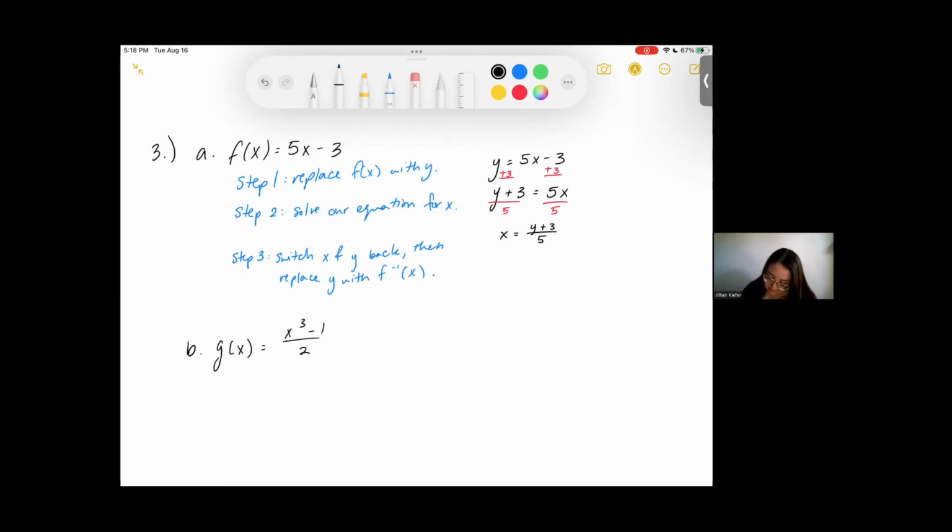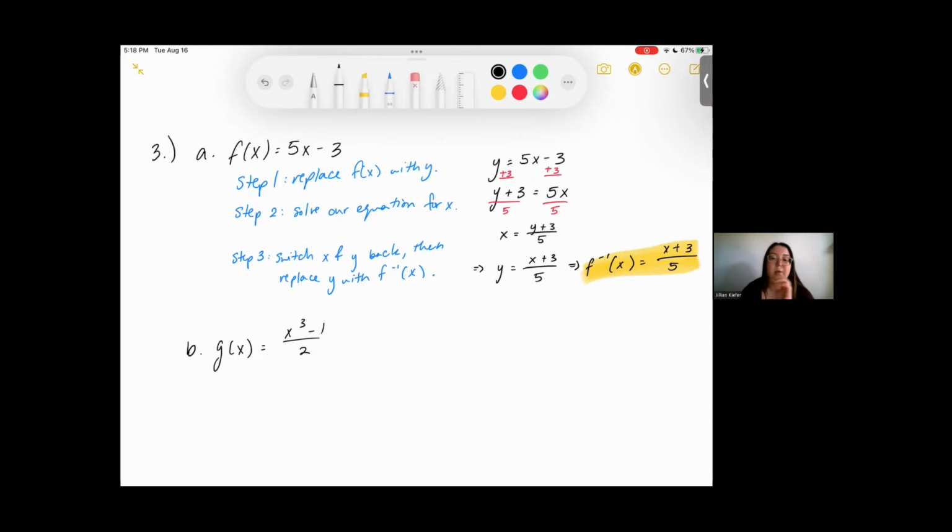So in this case, that means that we now get y is equal to (x plus 3) over 5, which, replacing y with f inverse of x, we get f inverse of x is equal to (x plus 3) divided by 5. And that would be our final answer. That would be our inverse function.